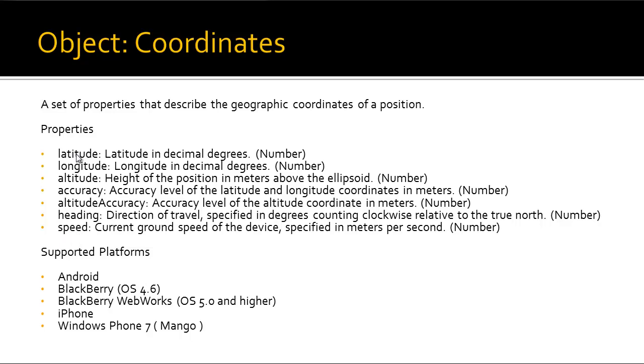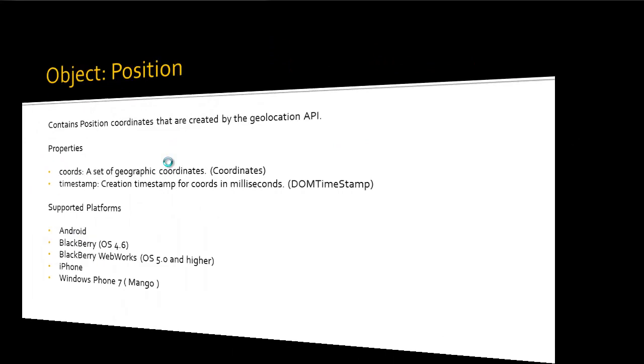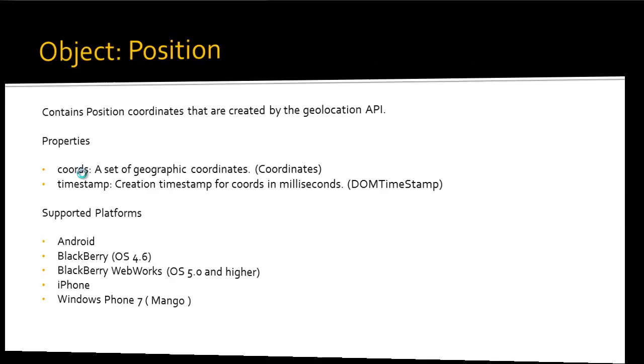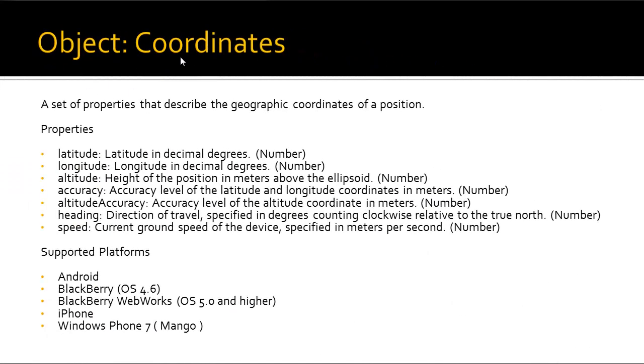Okay, and so what we first have to do is look inside of this coordinates object that's attached to the position object, and the way we do that is we use the coords property inside of the position object, and that will allow us to look inside of the coordinates object, and then we can start to use all these properties. And again, there is the support of platforms.